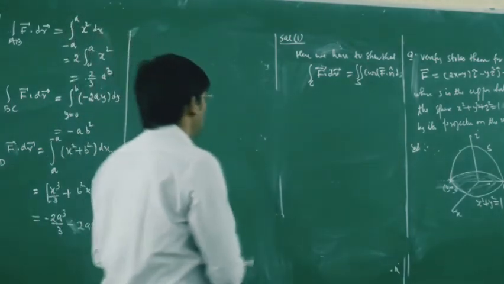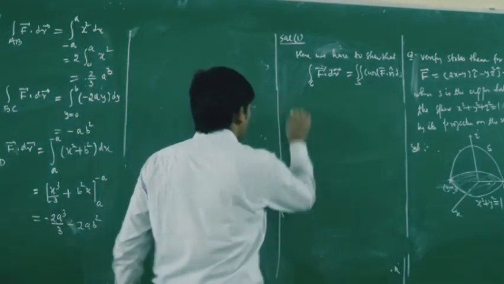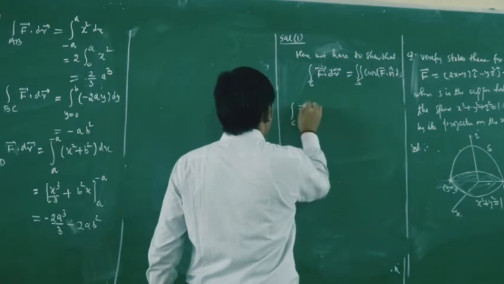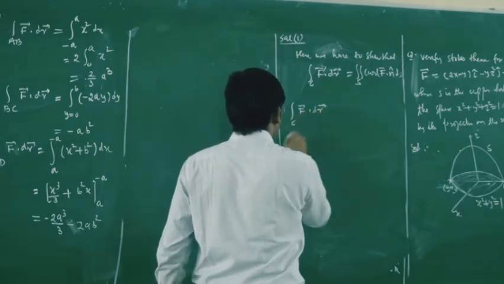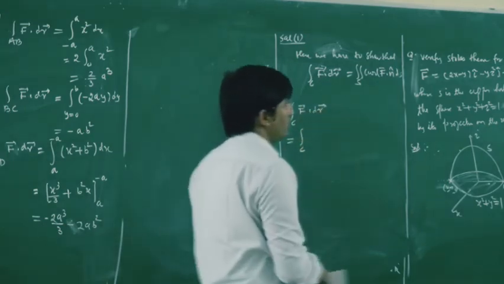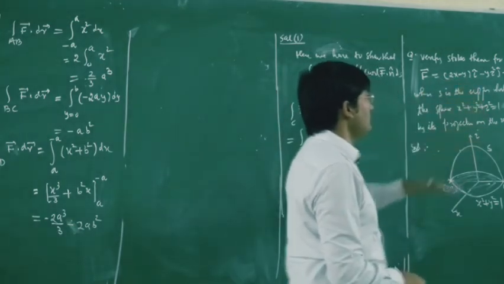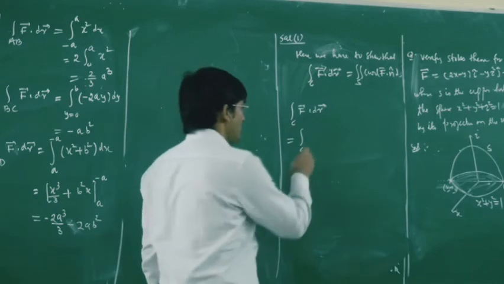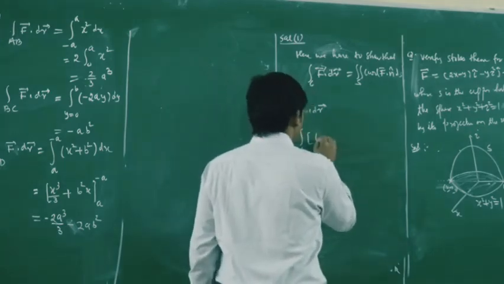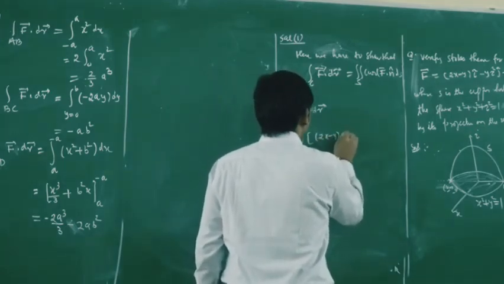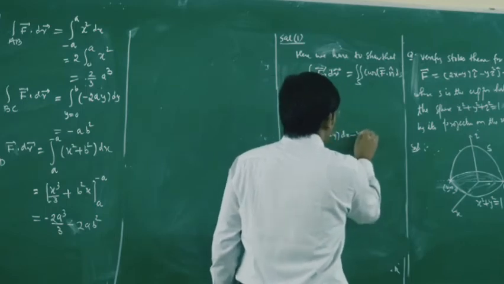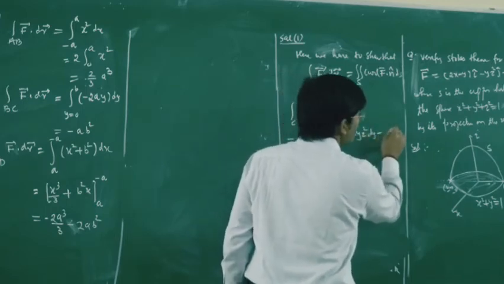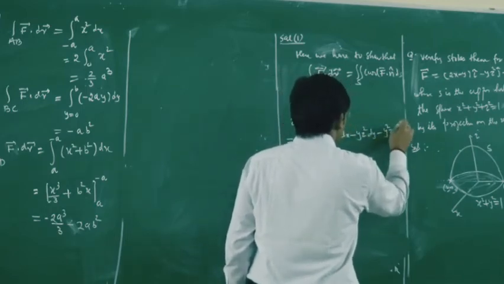Now let us evaluate the line integral first. Your line integral will be equal to, your F is this one. So F dot dr, where dr is dx i plus dy j plus dz k, will be equal to (2x minus y) dx minus yz² dy minus y²z dz.